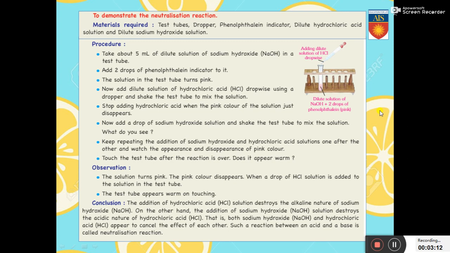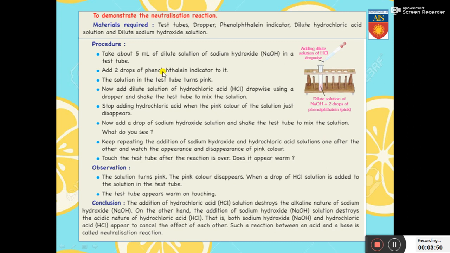Let us have a look at the activity. The materials required are test tubes, dropper, phenolphthalein indicator, dilute hydrochloric acid solution and dilute sodium hydroxide solution. What is the procedure? About 5 ml of dilute solution of sodium hydroxide in a test tube is taken. So, 5 ml of sodium hydroxide is taken in a test tube. Add 2 drops of phenolphthalein indicator to it. The solution in the test tube turns pink. So, when dilute solution of HCl is added dropwise after adding NaOH, we will see what happens.